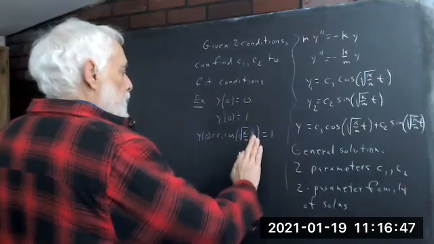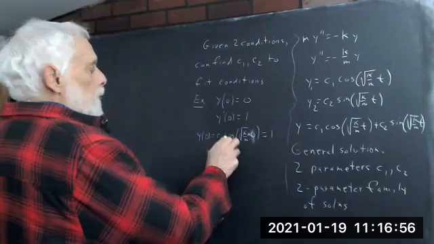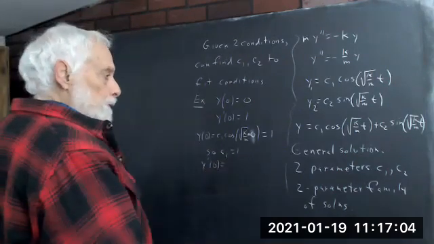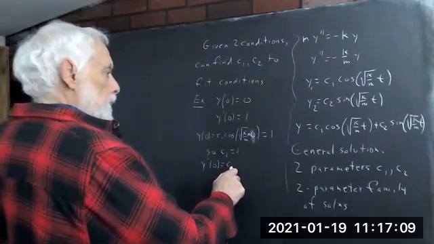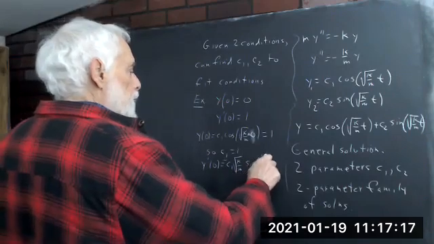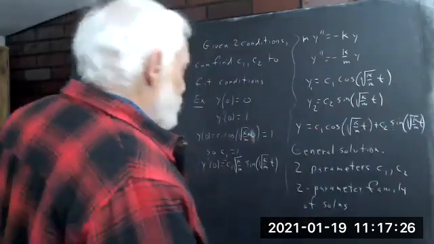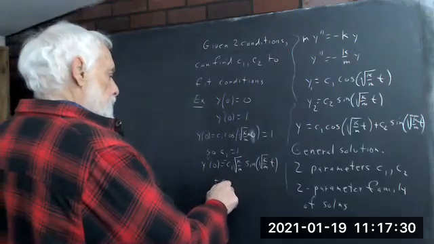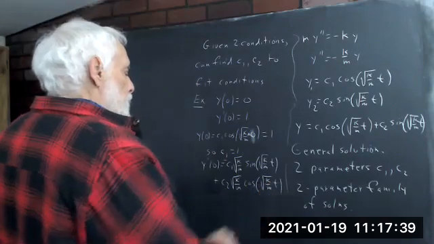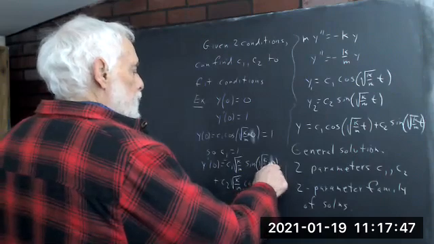And that should be cosine of the square root of k over m times 0. And the cosine of 0 is 1, so C1 equals 1. y prime of 0 is negative C1 square root of k over m sine of the square root of k over m t. Now you would also have the derivative of the sine, which would be the cosine, and that would be evaluated when t is 0.